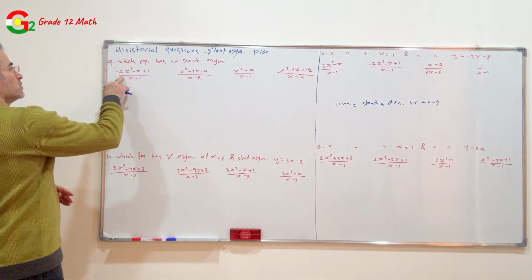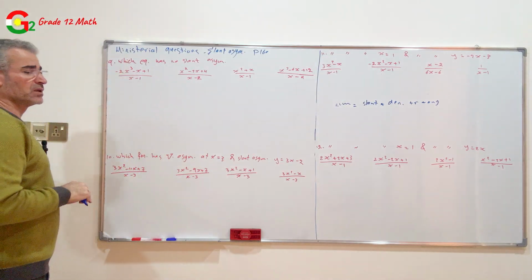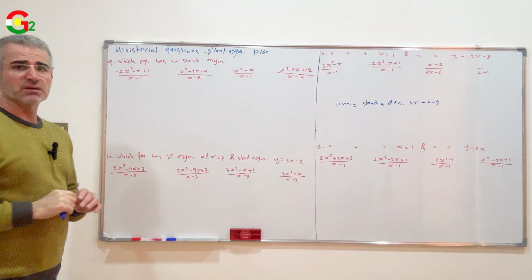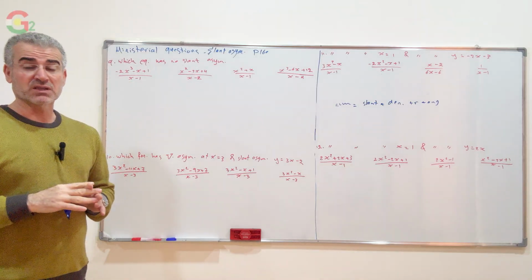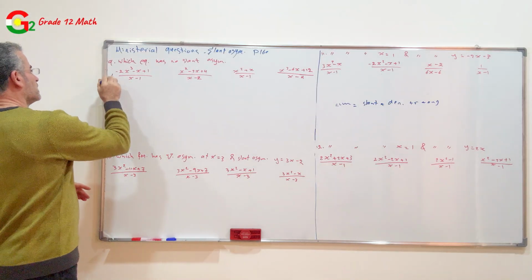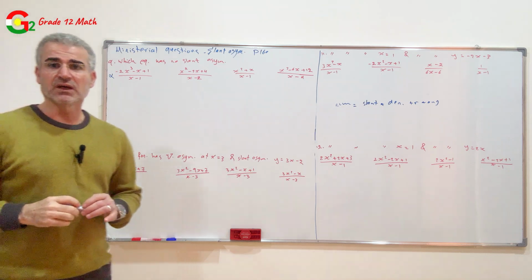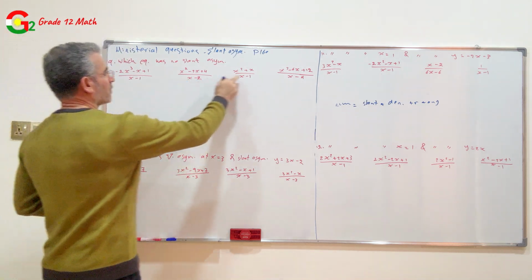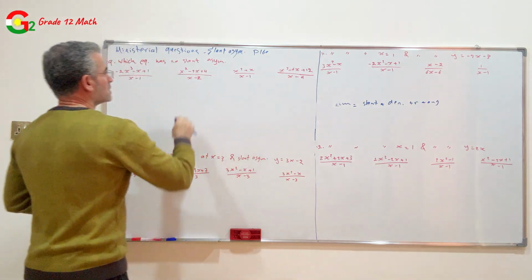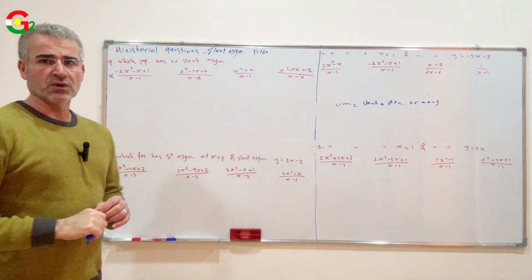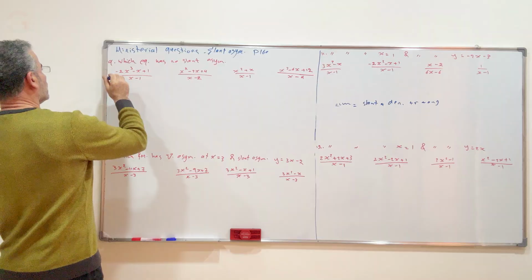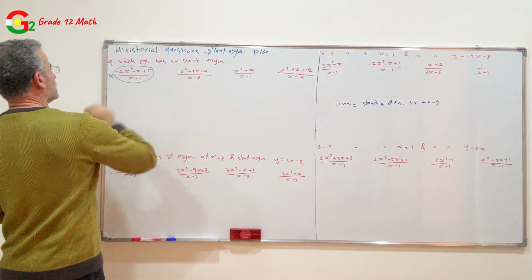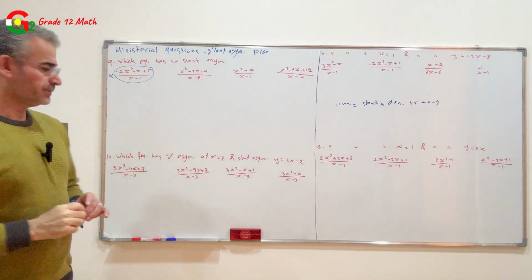As you see, in choice A, the degree of the numerator is 3 and the degree of the denominator is 1. Therefore, this function has no slant asymptote, since the degree of the numerator is 2 more than the degree of the denominator. But for the other three choices, the degree of the numerator is 1 more than the degree of the denominator. Then the right choice is A.